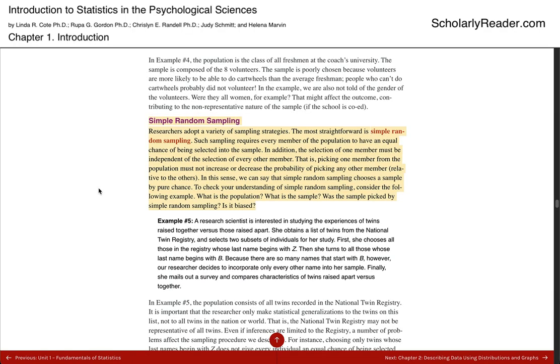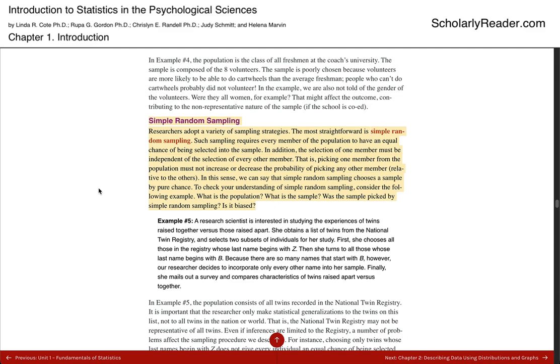Simple random sampling. Researchers adopt a variety of sampling strategies. The most straightforward is simple random sampling. Such sampling requires every member of the population to have an equal chance of being selected into the sample. In addition, the selection of one member must be independent of the selection of every other member. That is, picking one member from the population must not increase or decrease the probability of picking any other member relative to the others. In this sense, we can say that simple random sampling chooses a sample by pure chance.